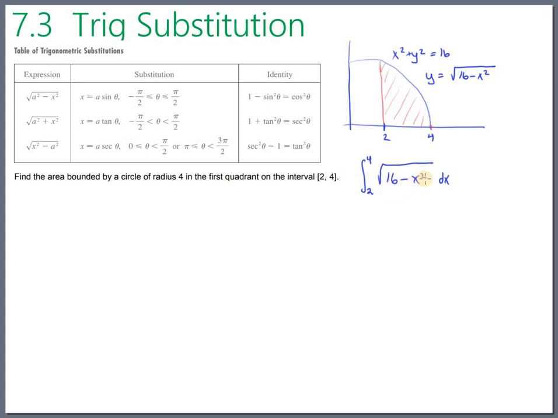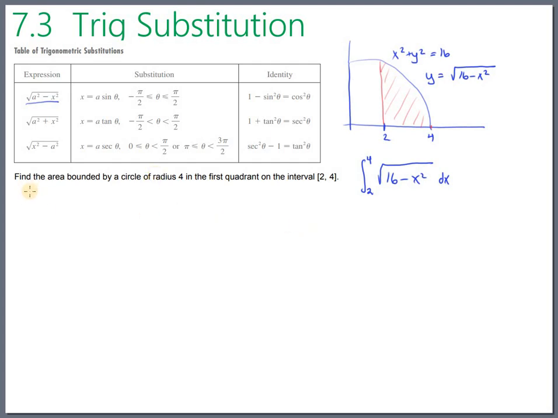We could try u substitution. That's probably the first thing you're going to think of. But with a u substitution, you'd make 16 minus x squared your u. Your du would need to be something like 2x. And there's just no 2x floating around out here anywhere. So let's try the trig substitution instead. The trig substitution has a suggestion. It says, if you've got this form of a constant squared minus x squared, try making this substitution. So let's try that for our substitution and see how it works out.